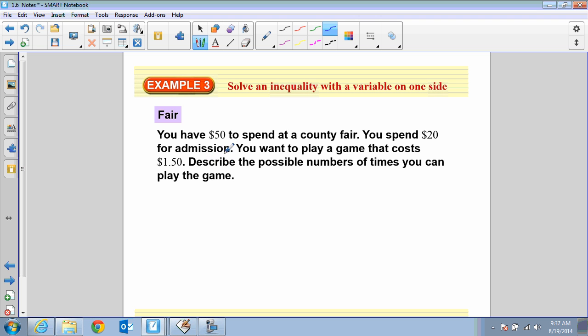Okay, you have $50 to spend at a county fair. You spend $20 for admission. You want to play a game that costs $1.50. Describe the possible number of times you could play a game.